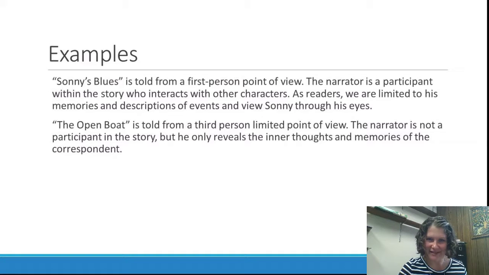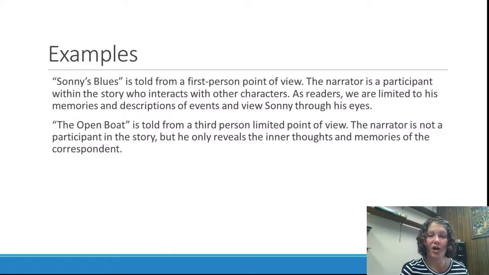So a couple examples of this from stories that we've already read. Sonny's Blues, which we read last week, is told from a first-person point of view. The narrator is a participant within the story, a character who interacts with other characters, and as readers, we're limited to his memories and his descriptions of events, and we view everybody, including Sonny, through the narrator's eyes. So we don't really have access to anybody else's perspective. We're viewing that world and those events and those characters through that one character's eyes.